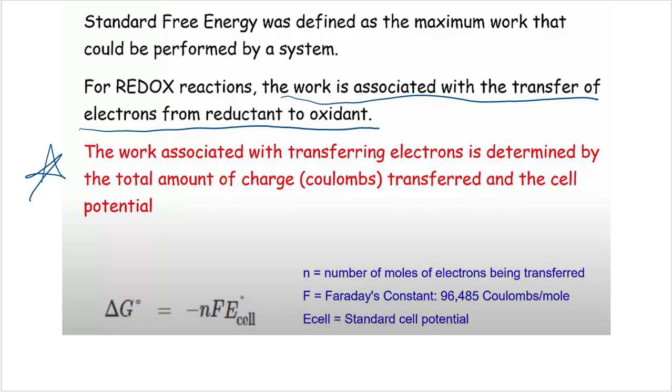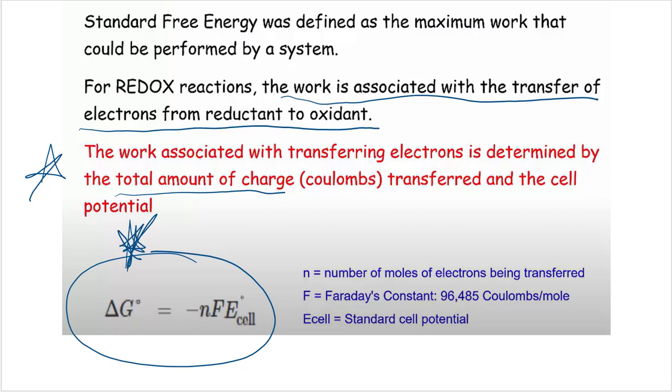The work associated with transferring electrons is determined by the total amount of charge transferred and the cell potential. So this is an important equation to know. We have Gibbs free energy. It can be found by setting it equal to negative n times F times Ecell. And here, n is the number of moles of electrons being transferred. F is Faraday's constant.